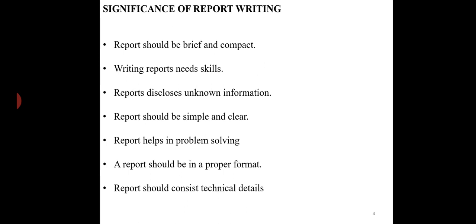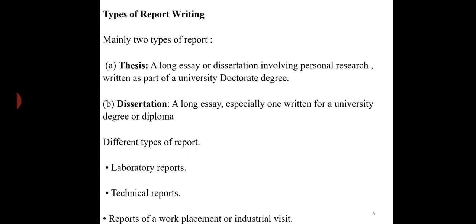The next one is types of report writing. So here, in the educational institutions, or the research report based on education, this type of report is mainly divided into two types of report. That is, one is thesis and another one is dissertation.